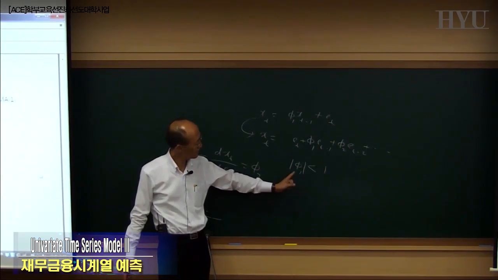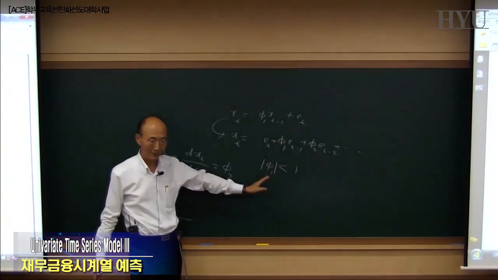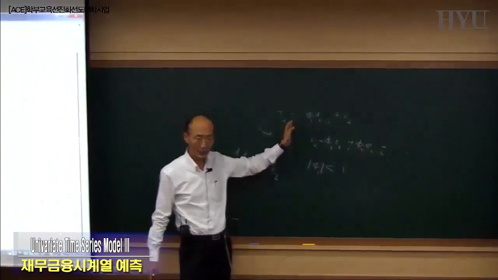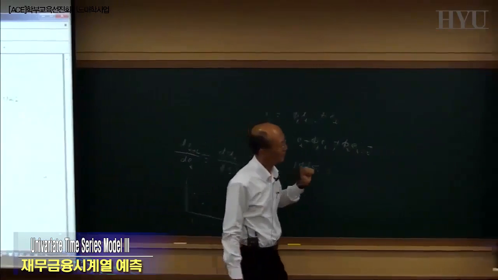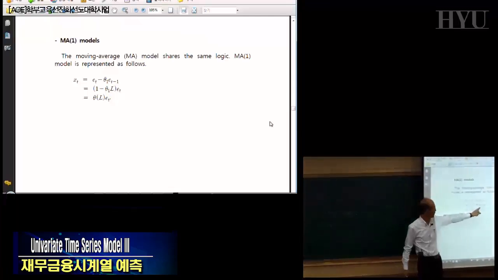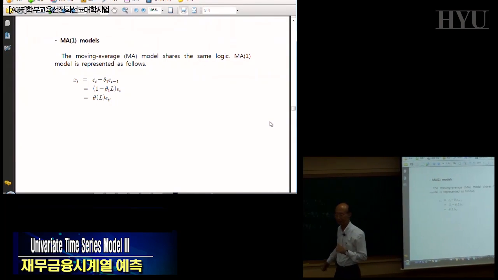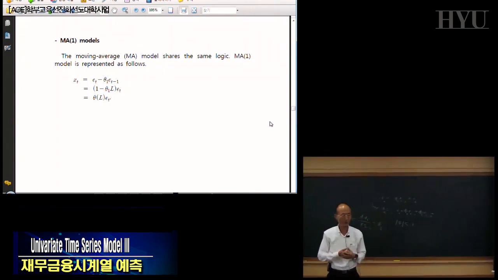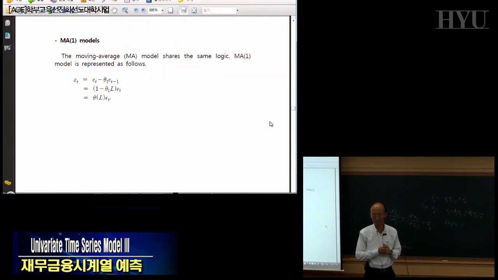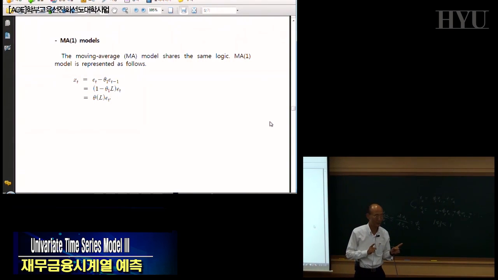So this has to be the case. So what happens if pi 1 is 1? Well, non-stationary, right? Very similar structure here. What if the root is 1? Is that series stationary? The answer is very simple. It is stationary.